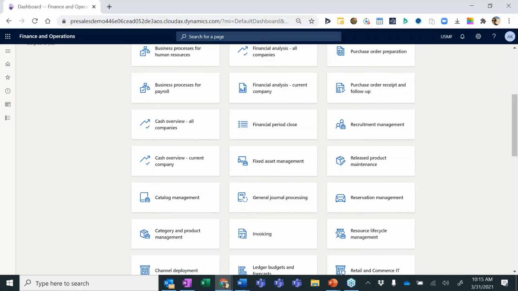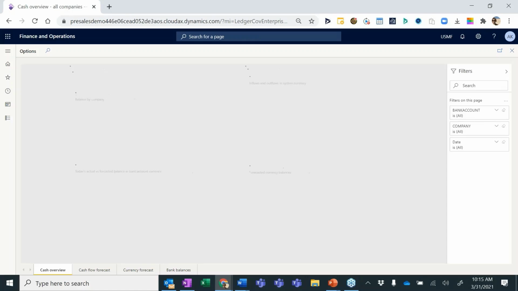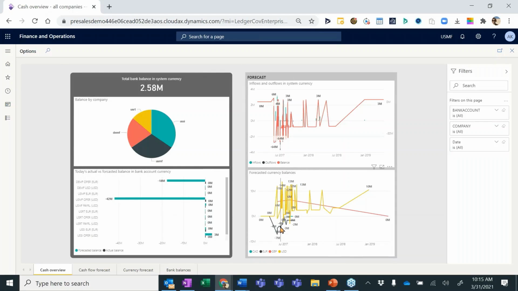So here's my cash overview that I want to have a look at. The system is going to load up, depending on your platform, really fast. What I'm doing is looking at my total cash situation across the company. Here it is based on the companies that I have. Here's the table of the pie chart. So who has what money or doesn't have money?